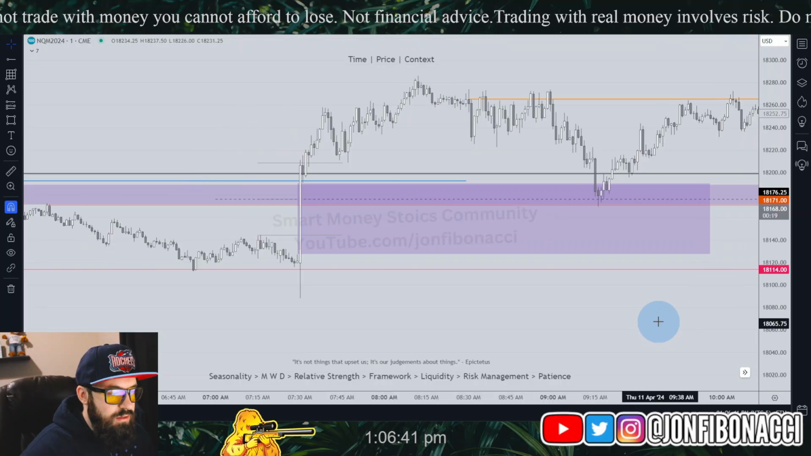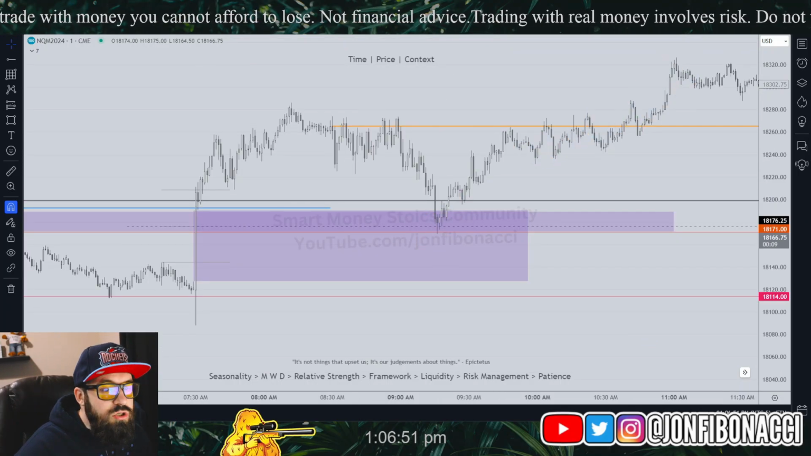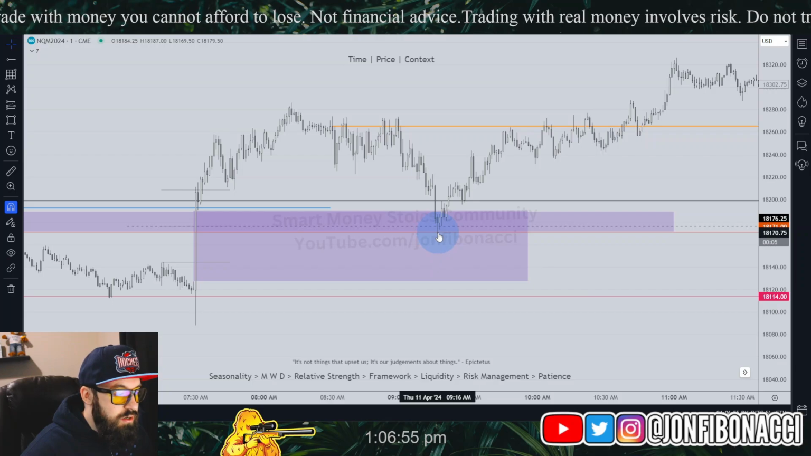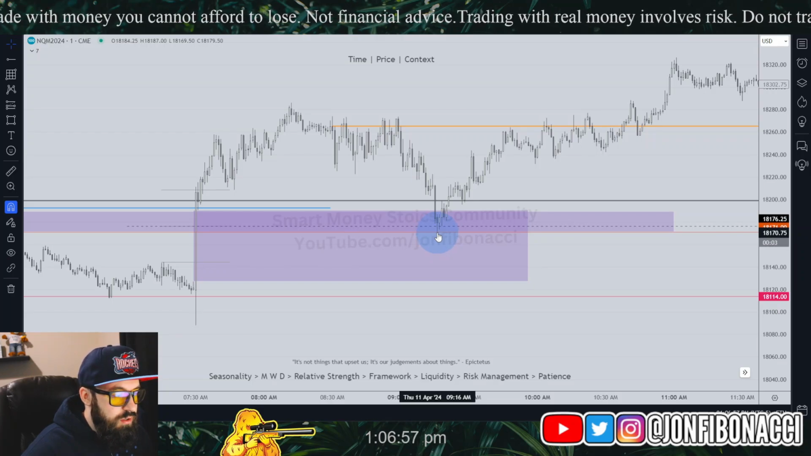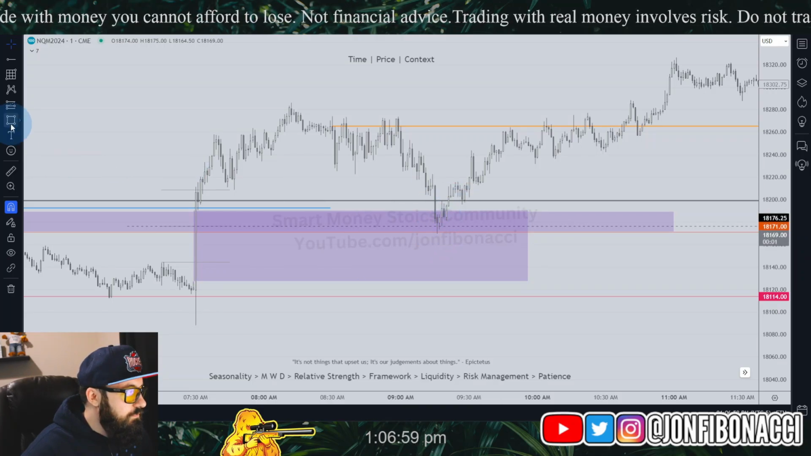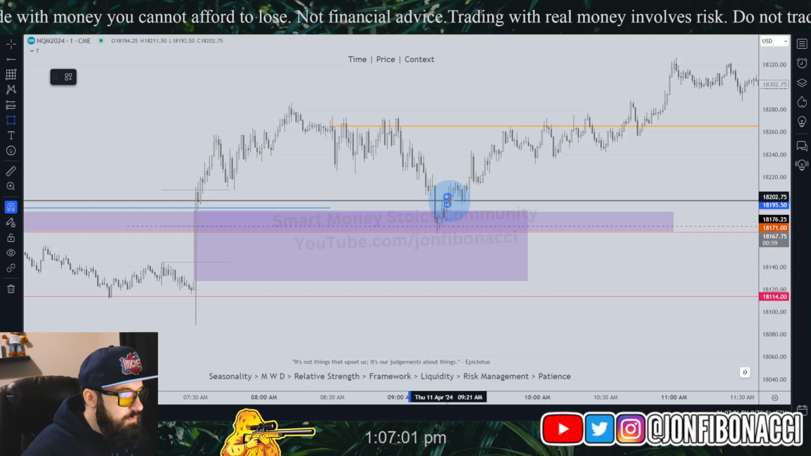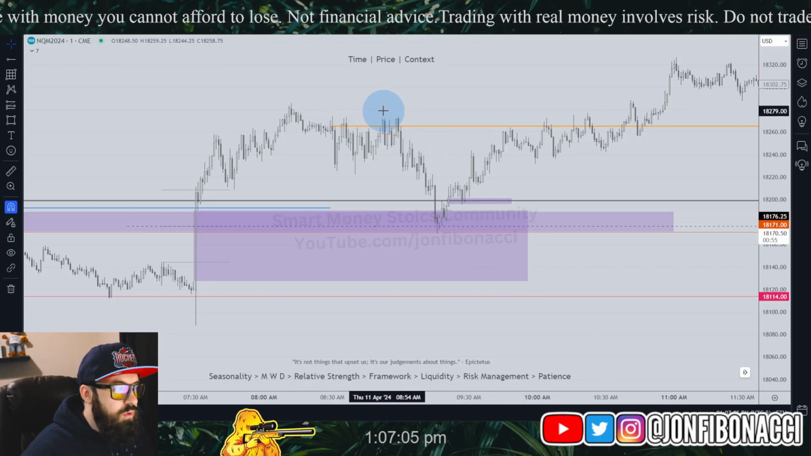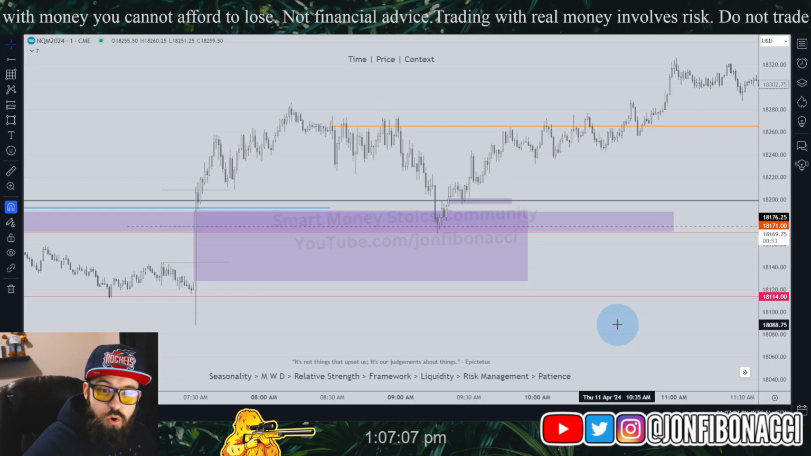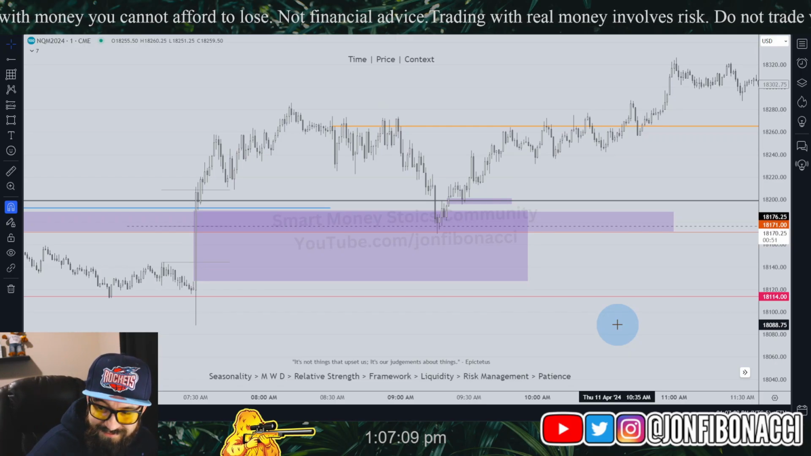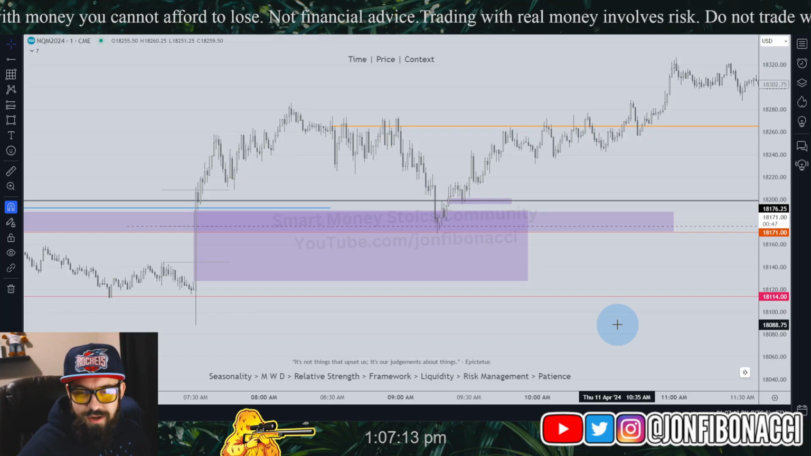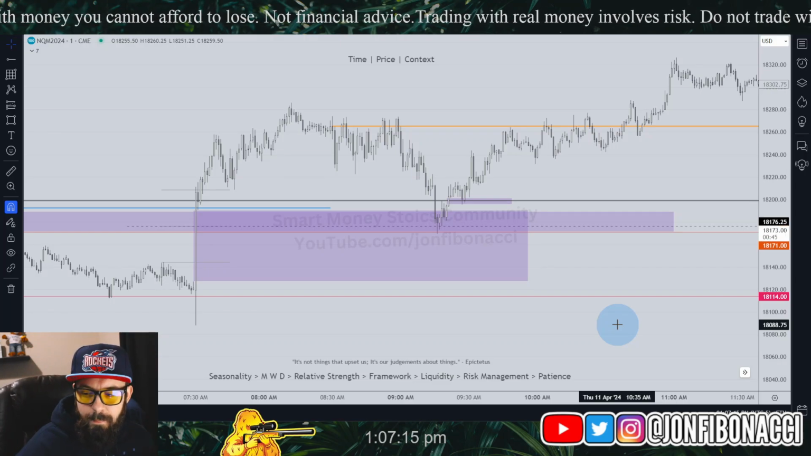And then look at that. That is monstrous. And I'm not even saying long there, but I am saying long there. It's an imbalance that did what? It formed on the way to liquidity. Oh. John, that's the imbalance model, though. You kind of snuck that in there.